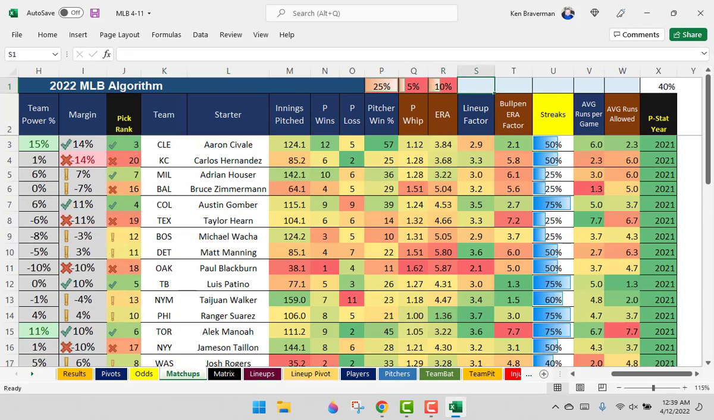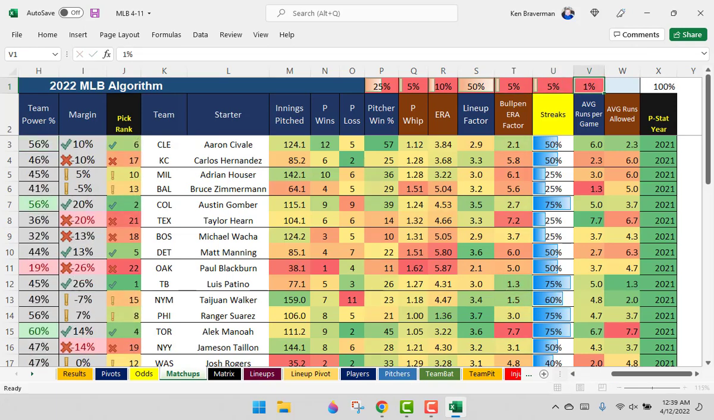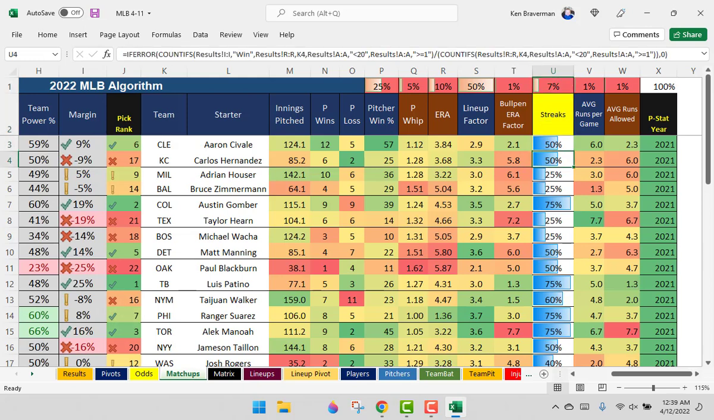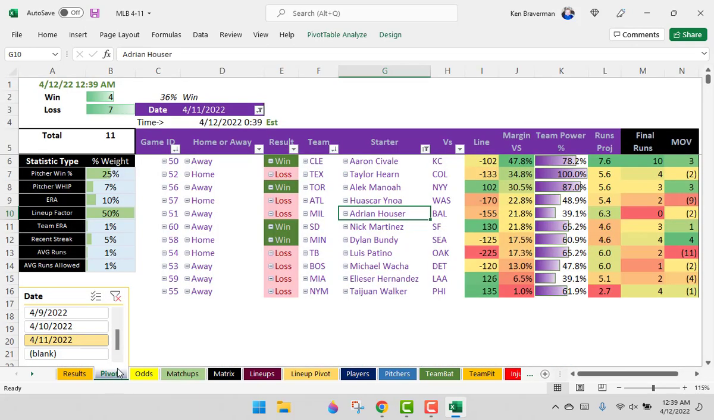Let's do, this is huge with lineup factor. Bullpen area I think is bad now. For some reason streaks was working out. I almost don't even want to include these right now. They're terrible. The streaks are terrible. This is how well is the team playing. It's almost like a standings number at this point. I don't know what to do with it. Let's do something like that. So if you do something like that, how was the day?